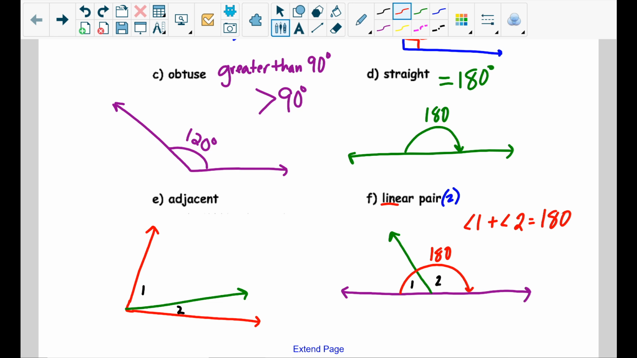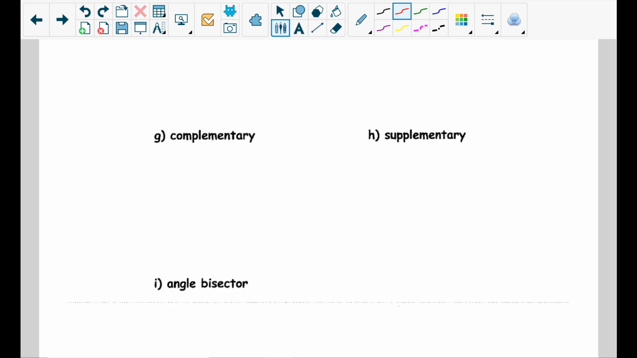Questions on that? So again, you can tell when it makes a straight line. So if it makes a straight line, you got a linear pair, 2 angles there. Those 2 angles add up to 180. Good. Next page. We're going to skip G. We'll come back to it.